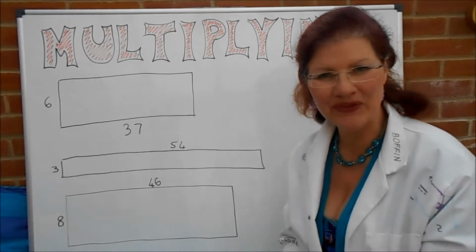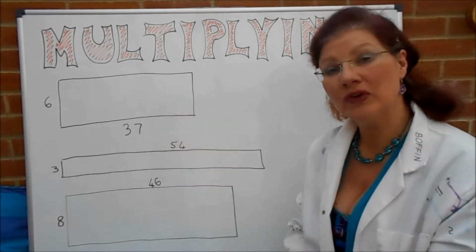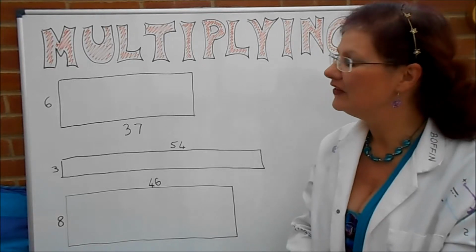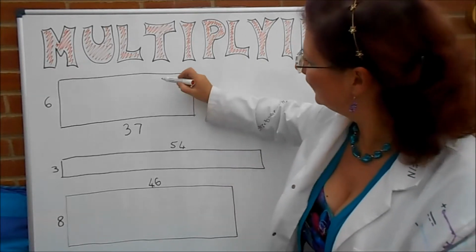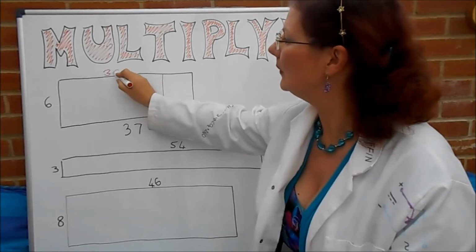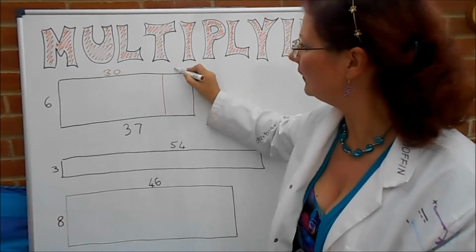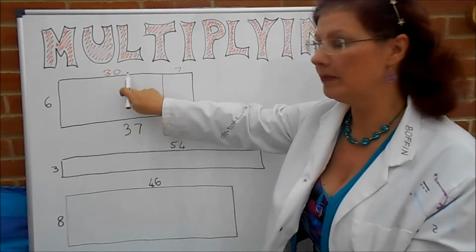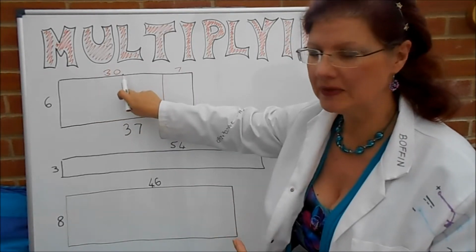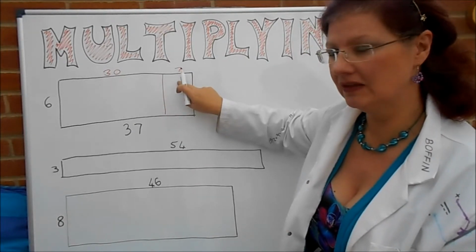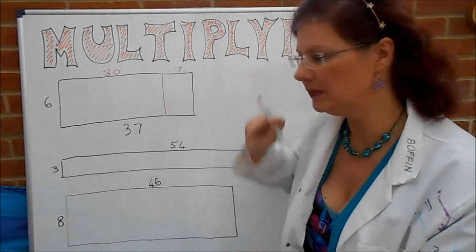As promised, here's a few for you to try. First of all, we've got a rectangle that's 6 high and 37 wide. So we're going to split that into a chunk that's 30 wide and a chunk that's 7 wide. So what you need to do is write in here how big that piece is, 30 times 6, and how big that bit is, 7 times 6, and then work out the size, add them together.